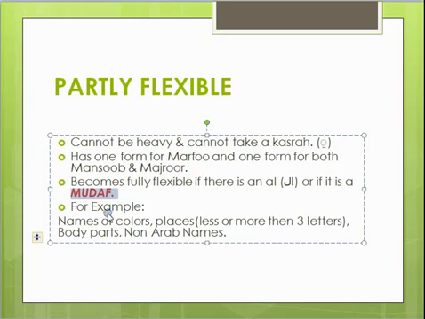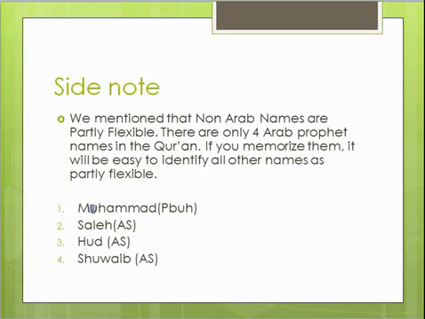So that's all. For example, it is in the names of colors and places that have either less than 3 letters or more than 3 letters, but not 3 letters. The places which have 3 letters are not partly flexible. Body parts like your hand, eyes, the Arabic names of them, and non-Arab names. On a side note, we mentioned that there are non-Arab names which are partly flexible. That means all the non-Arab names in the Quran are partly flexible.